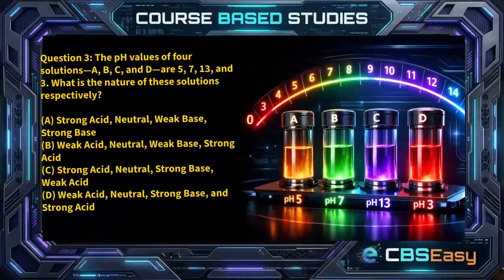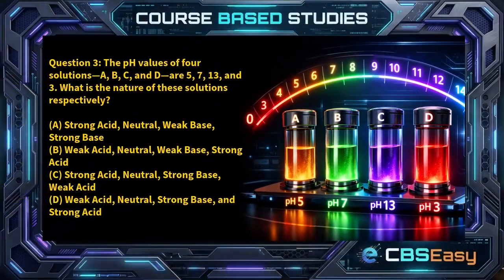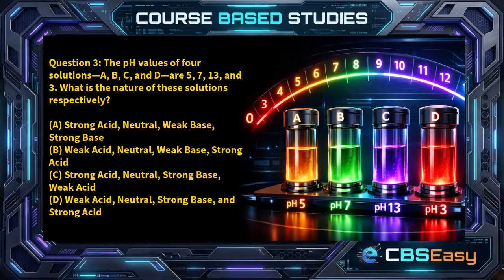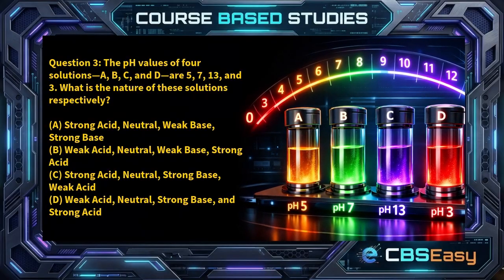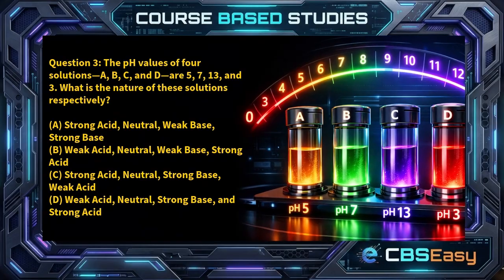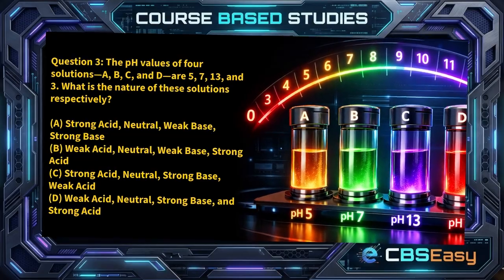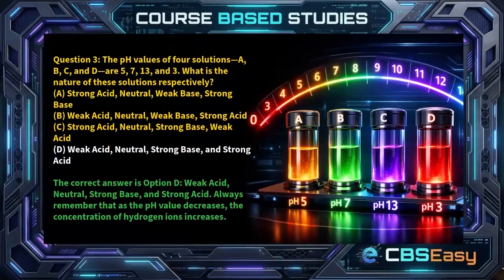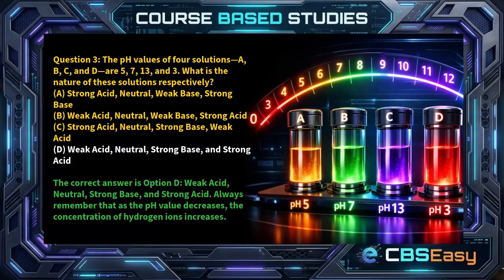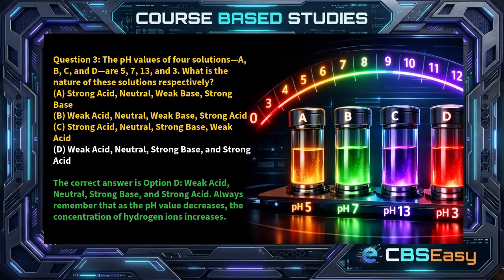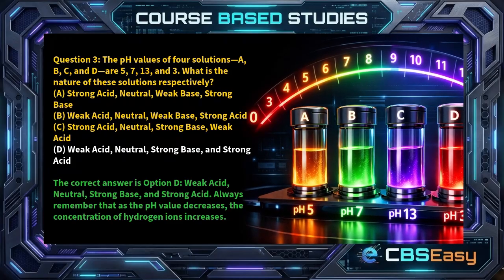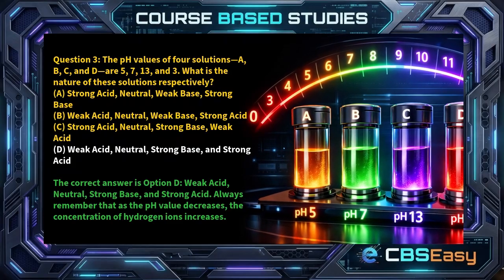Question 3. The pH values of 4 solutions A, B, C and D are 5, 7, 13 and 3. What is the nature of these solutions respectively? The correct answer is option D, weak acid, neutral, strong base and strong acid. Always remember that as the pH value decreases, the concentration of hydrogen ions increases.